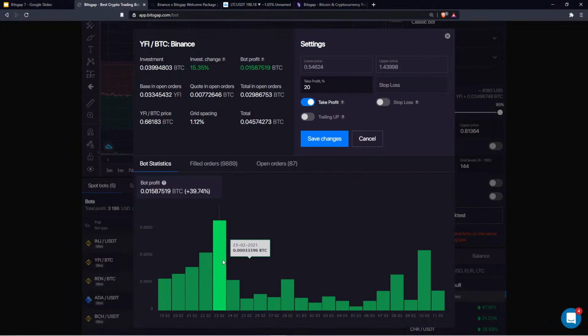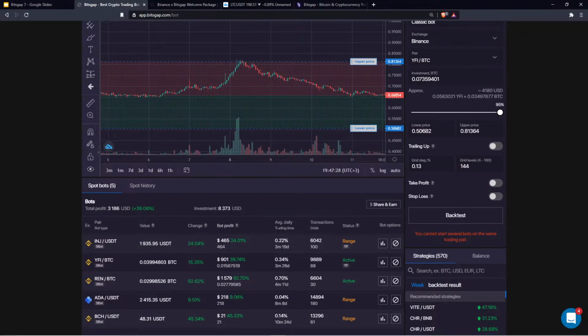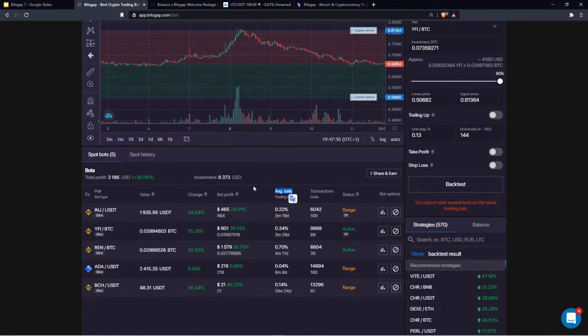Using these metrics, you can compare those configurations to see which one brings you the most returns on a daily basis. You see, we have the average daily return, that's 0.34% for my UFI to Bitcoin. So it brings me exactly 0.34% on average relative to my investment in Bitcoins every single day. Okay? So all the metrics you need to analyze your performance are already here.